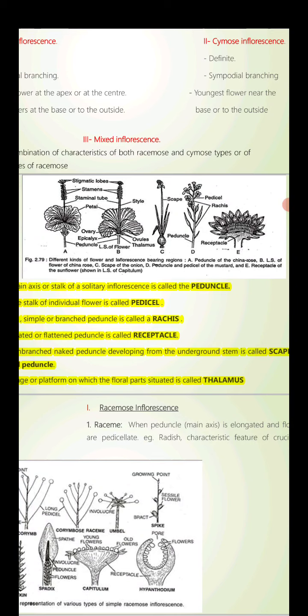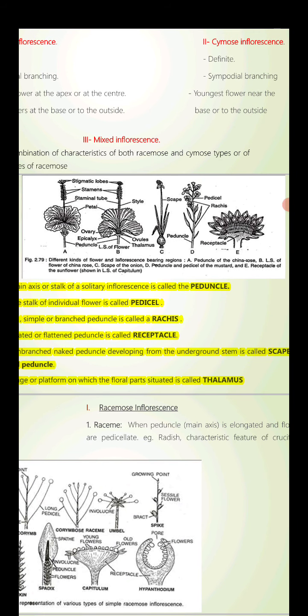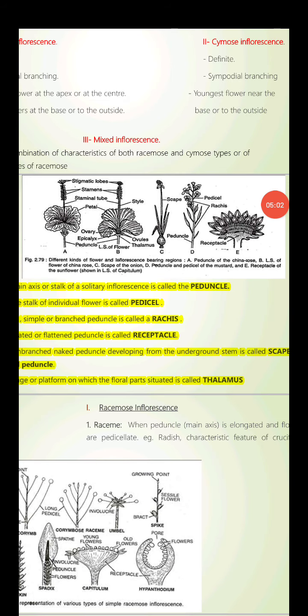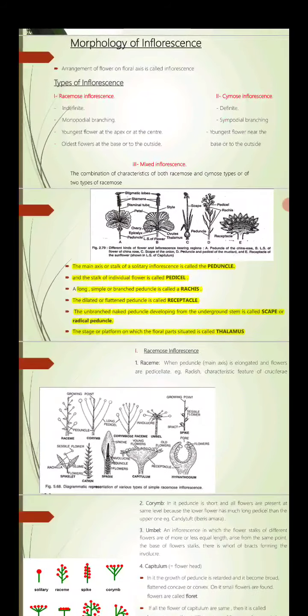Just look at the diagram here. A depicts the peduncle of the China rose. Diagram B is the LS of the flower of China rose. C is the scape of the onion. Then the peduncle and pedicel of the mustard and the receptacle of the sunflower. Okay, so this is the basic thing.